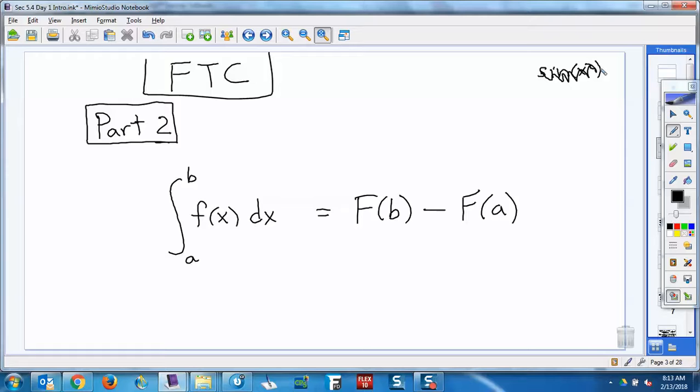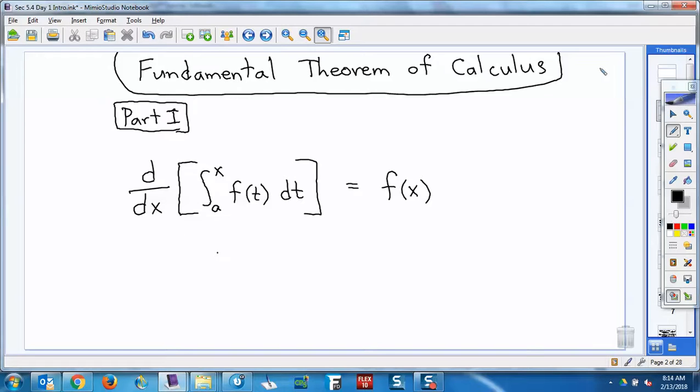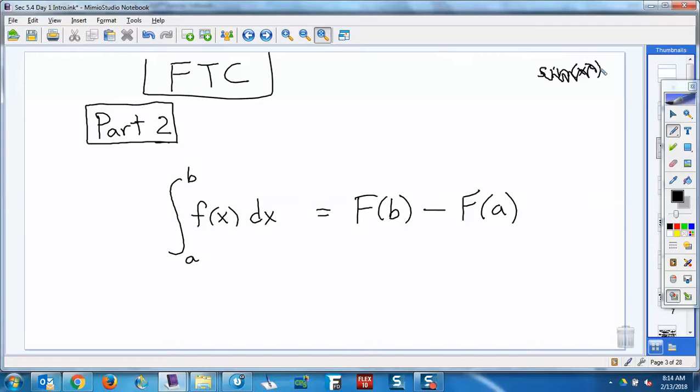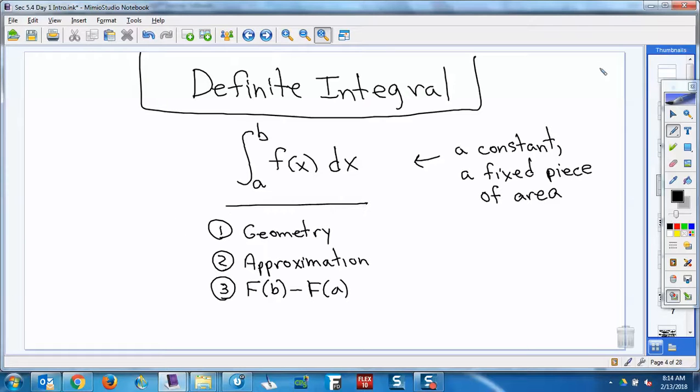So that's just a little bit of summary of that. The two parts of the fundamental theorem: this one just tells us that the area function is the antiderivative. We looked at that free response question yesterday. If we see an area function, we just know it's an antiderivative. And this is how we can use the antiderivative to find a definite integral, a fixed piece of area. I want to talk about that in just a minute.